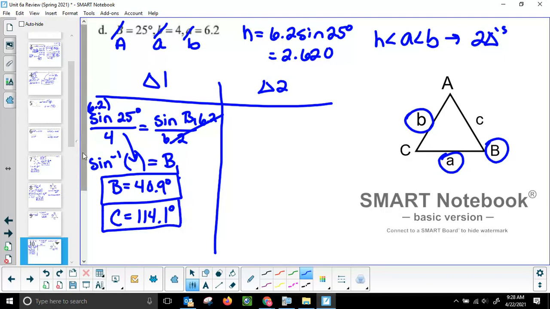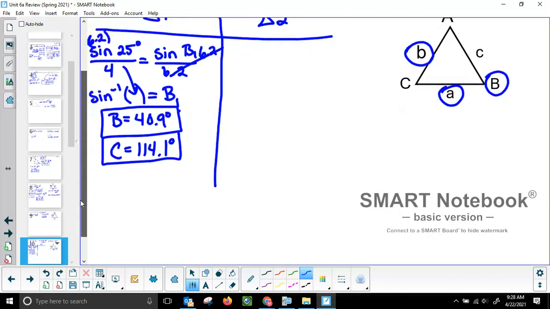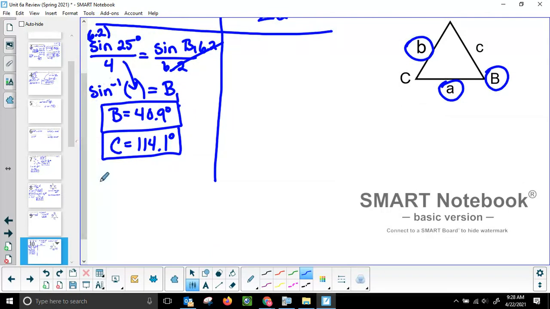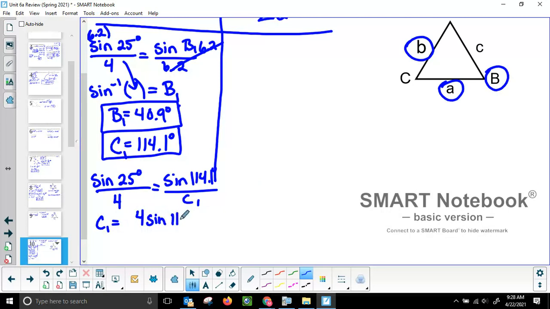All right, and now I will have to use law of sines one more time. I want to use the two that I was given, so sine of A over A again. So sine of 25 degrees over 4 is equal to sine of C, which is 114.1 degrees, over little c1. So now I cross multiply and divide by the sine of 25 to get that c1 will equal 4 times the sine of 114.1 degrees over the sine of 25 degrees.